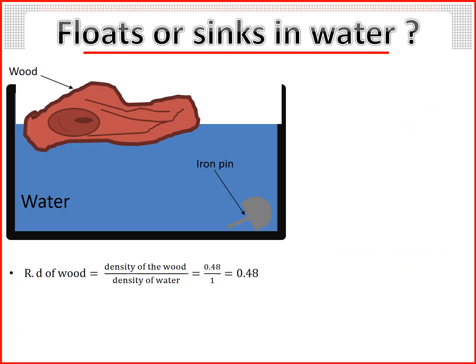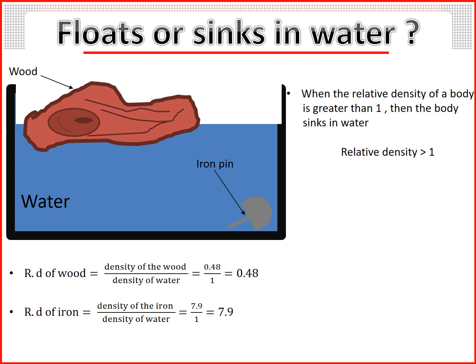Now, if we calculate the relative density of a substance, the relative density of wood equals the density of the wood divided by the density of water, which is equal to 0.48. And the relative density of iron, which equals the density of the iron divided by the density of water, equals 7.9. We conclude that when the relative density of a body is greater than 1, then the body sinks in water, as in the case of the iron pen. The relative density of the iron pen is 7.9, which is greater than 1.